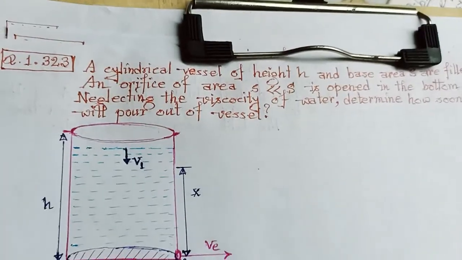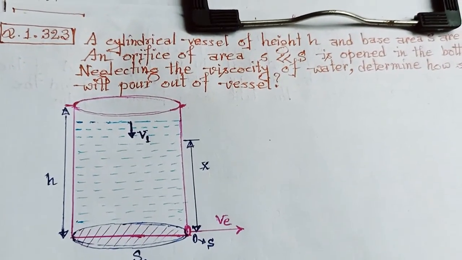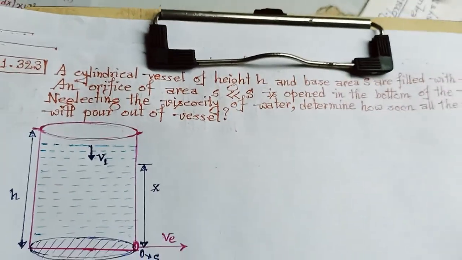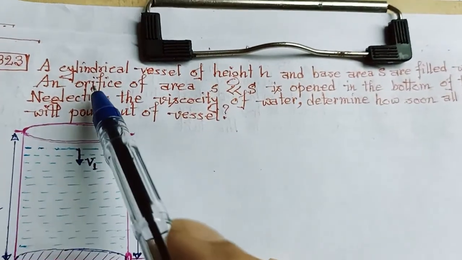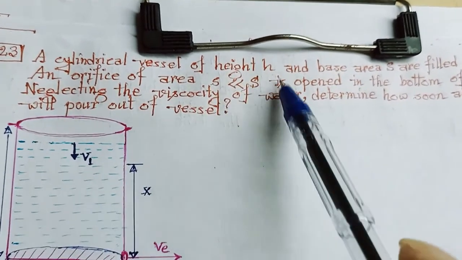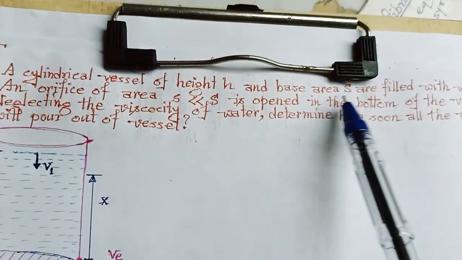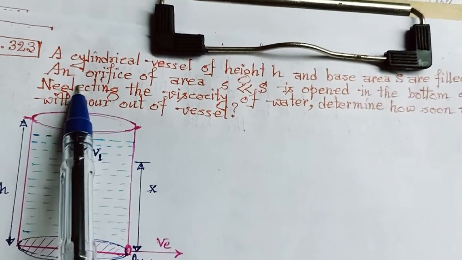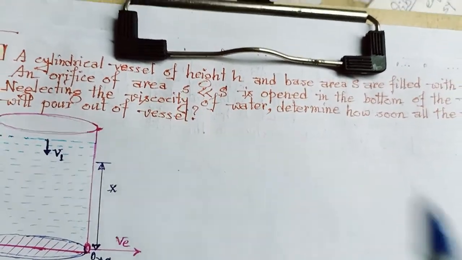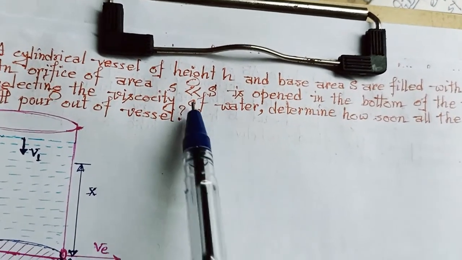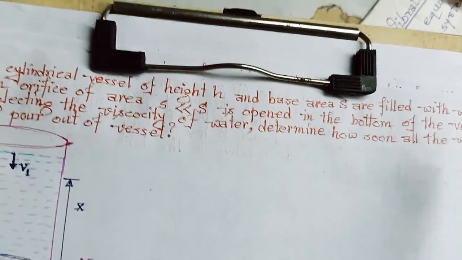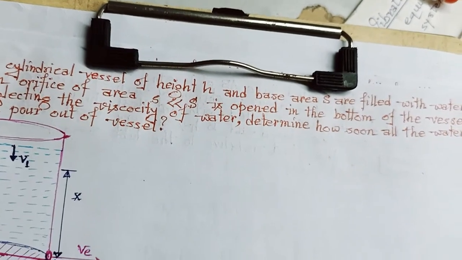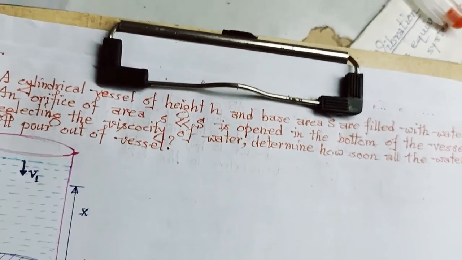Here is the question from Irodov, question number 1.233 from hydrodynamics or fluid mechanics. In this question it is given that a cylindrical vessel of height h and base area capital S is filled with water, and an orifice of area small s, where small s is less than capital S, is opened in the bottom of the vessel. Neglecting the viscosity of water, determine how soon all the water will pour out of the vessel.